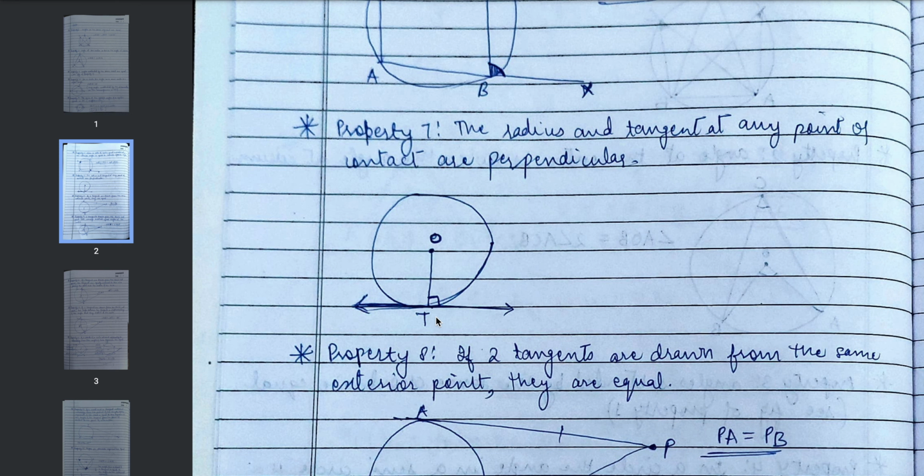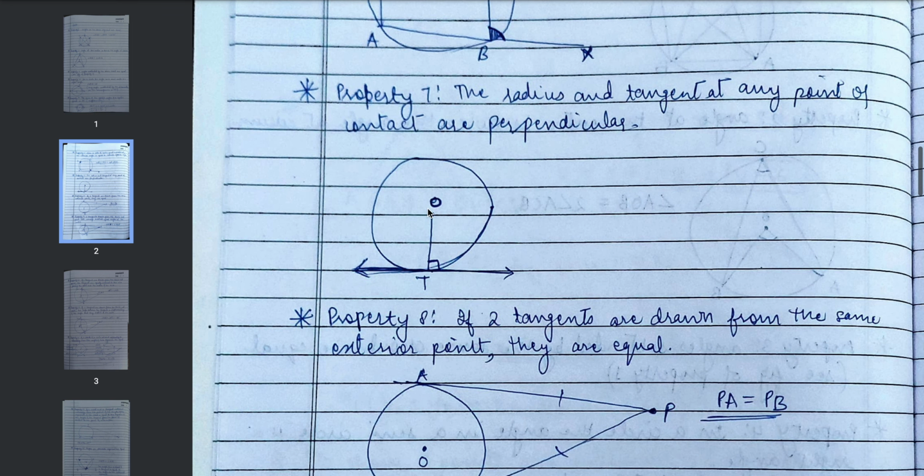But the condition here is that it should be a radius. So if it's not a radius, if it's any other chord which is coming in contact with the tangent, then it may draw a 90-degree angle, but it may not also. But this is a property that radius and tangent at any point of contact are perpendicular to each other, that is, they form a 90-degree angle.